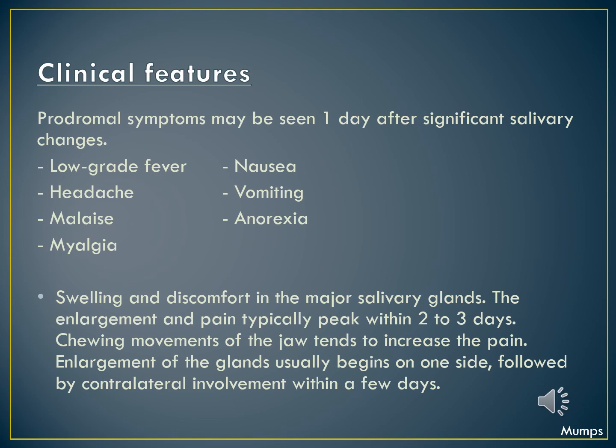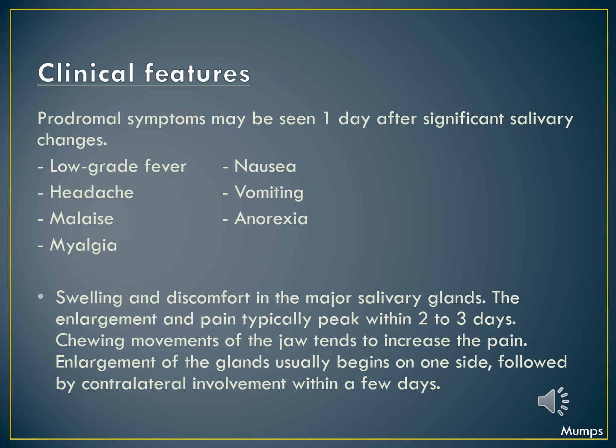So next we'll be moving on to the clinical features of mumps. So what is mumps? Mumps is basically the swelling of the salivary glands, mainly affecting the parotid gland. The prodromal symptoms may be seen 1 day after significant salivary changes, which are low-grade fever, headache, malaise, myalgia, nausea, vomiting, and also anorexia.